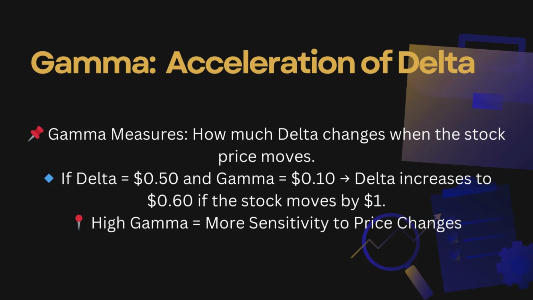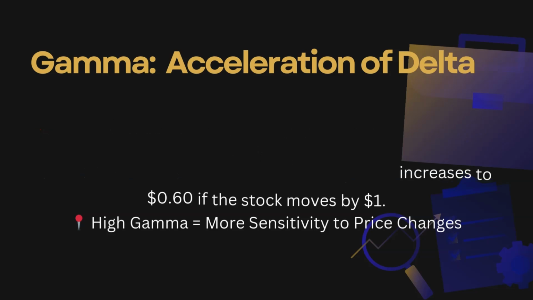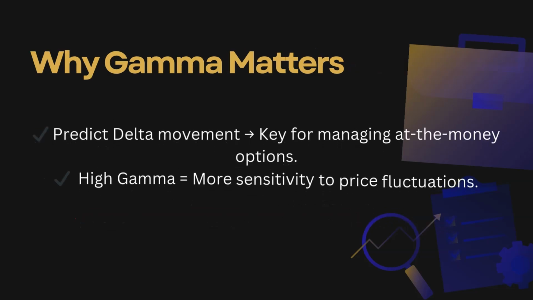Why gamma matters? It helps you predict delta movement, which is key for managing options near expiration. High gamma means your position is more sensitive to price movements, requiring closer monitoring.